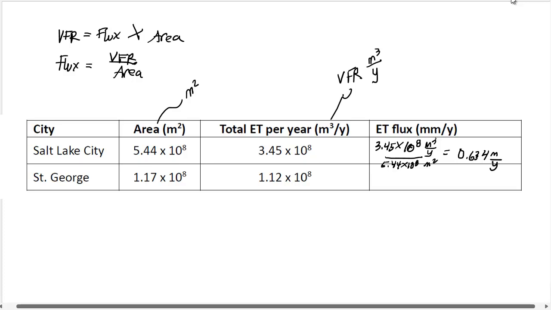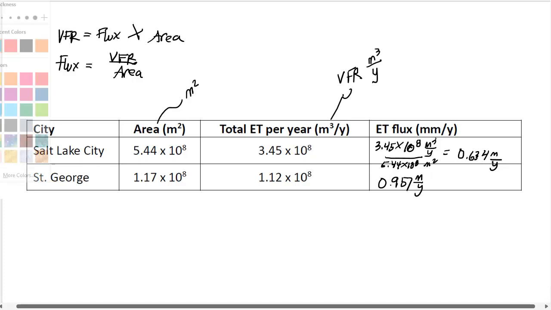And if I do it for St. George, I get 0.957 meters per year. Again, I'm asked to actually do this in millimeters per year, and that's a conversion that now you should be able to do in your head. That's just 1,000 millimeters per meter. So we just moved the decimal point 3 places. So I'll write it in blue, final answer here.